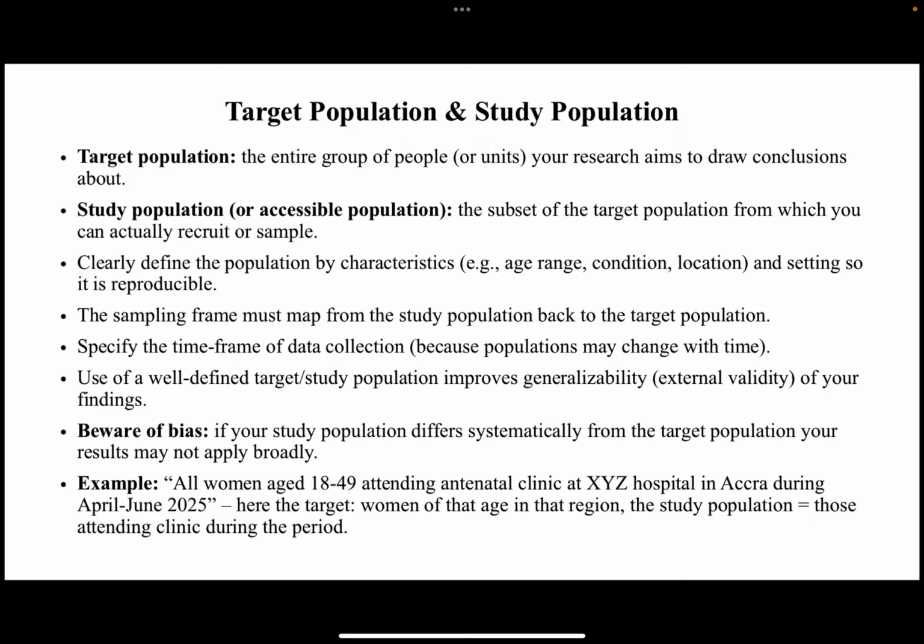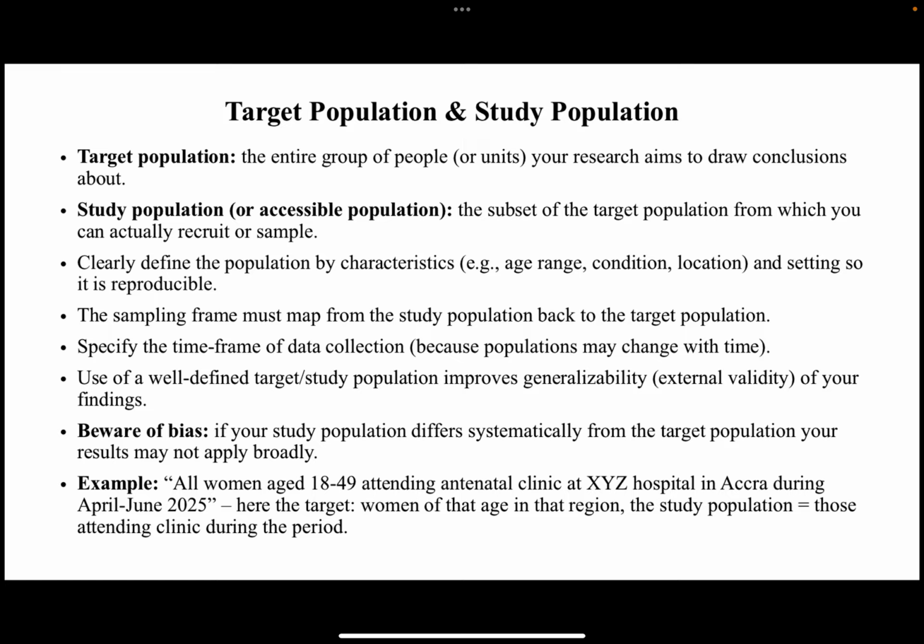So what that means is that the study population actually defines the population characteristics of the participants or the people that would be part of the study. And that helps to make it reproducible. Now, the sampling frame must map from the study population back to the target population. Now, specify the time frame of data collection. Use of a well-defined target or study population improves generalizability or external validity of your findings.